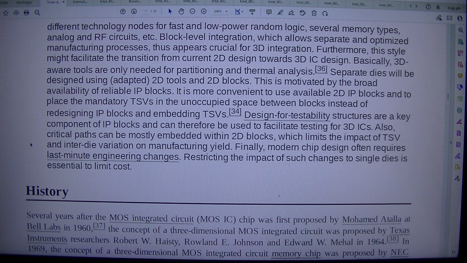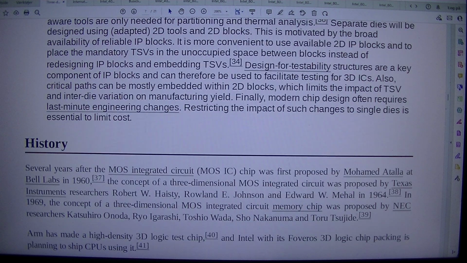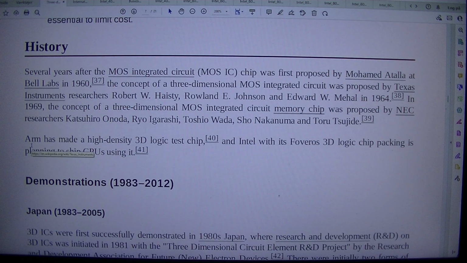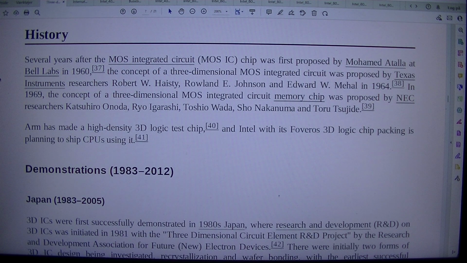History. Several years after the MOS integrated circuit, MOS IC, chip was first proposed by Mohamed Atalla at Bell Labs in 1960, the concept of a three-dimensional MOS integrated circuit was proposed by Texas Instruments researchers Robert W. Haisty, Roland E. Johnson and Edward W. Mehal in 1964.